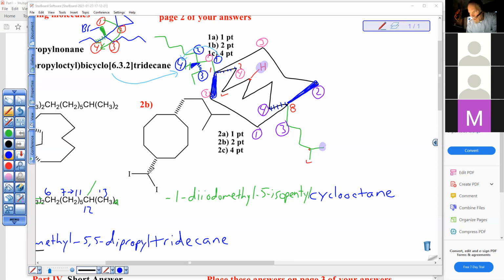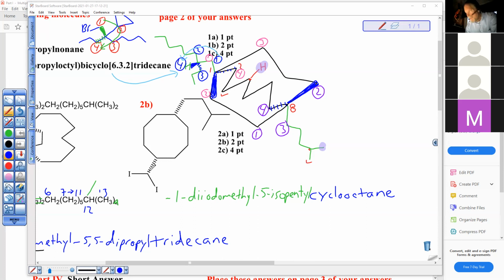So let me count the groups. There's an H, a diiodomethyl, and a CH2, CH2, CH2, C branched. Well, CH2, CH2, CH2, C branched is the same as CH2, CH2, CH2, C branched. They are identical. Notice there's 3 CH2s, then the same branched carbon. You can't tell me this group's any different than this group because they're not.